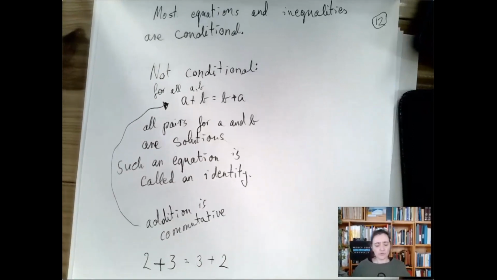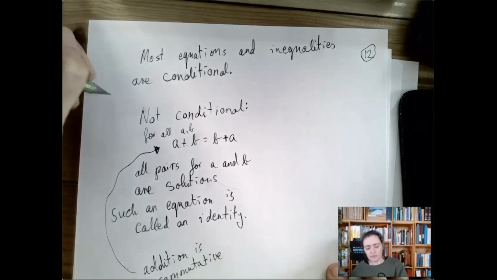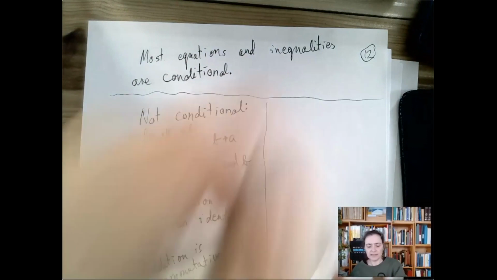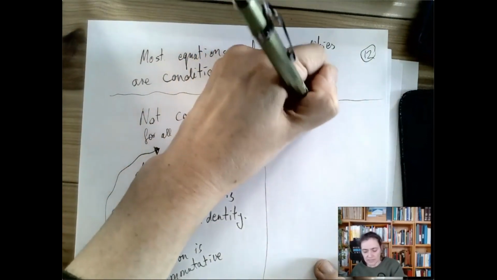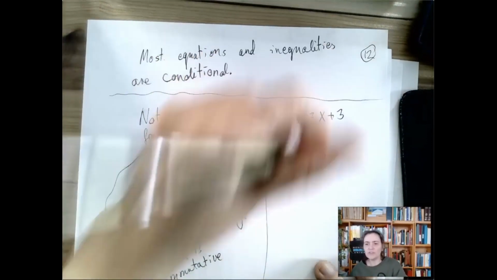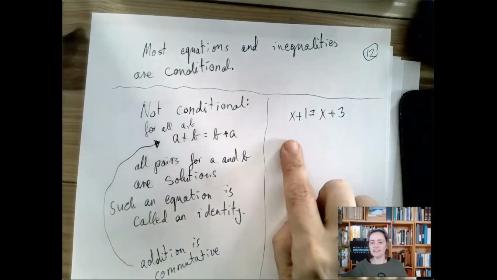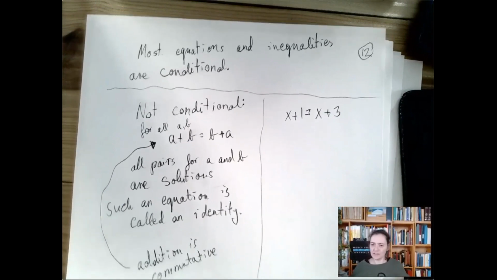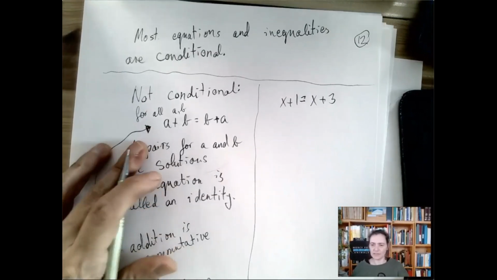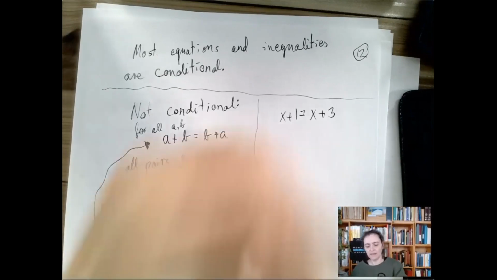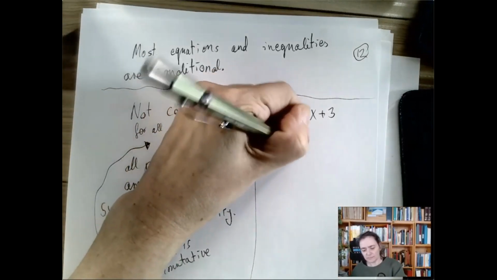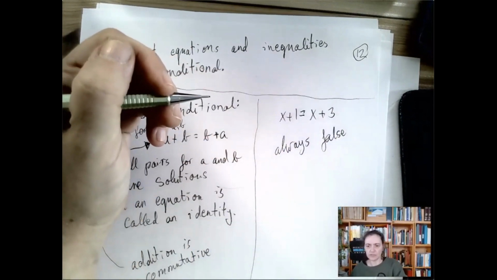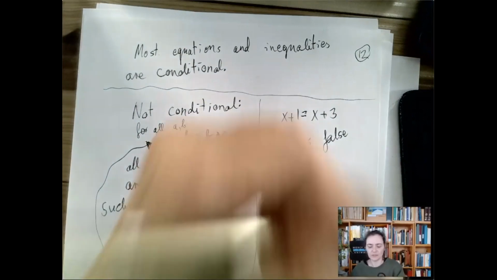Now, there are also unconditionally false statements. Something like x plus 1 equals x plus 3. No number does that. This is always 2 bigger than this, right? No number does this, but it's not so easy to see as with the other one. Maybe it's a little bit less intuitive. This is always false. And such an equation is called a contradiction because the two sides contradict each other.